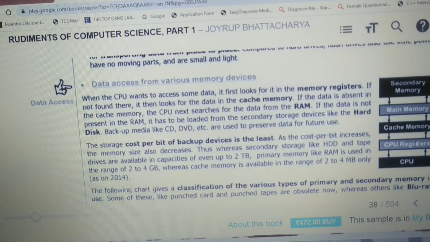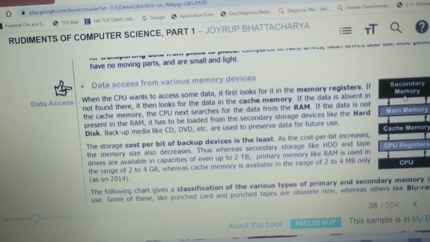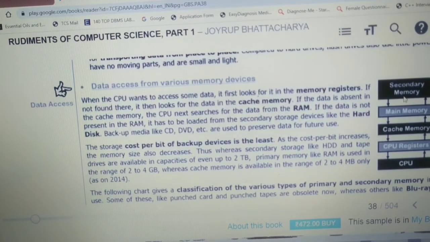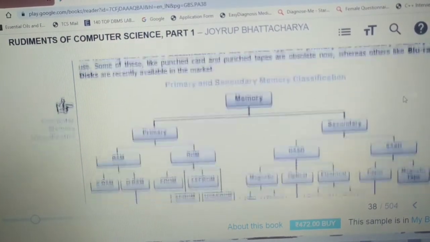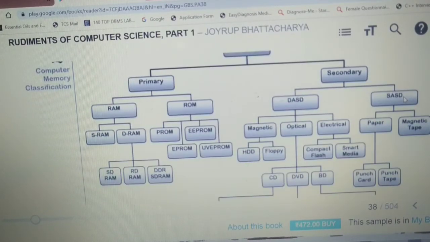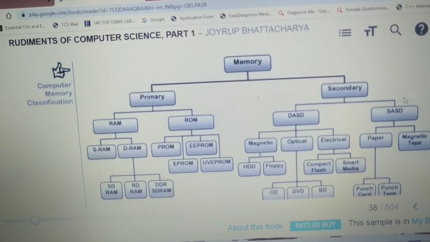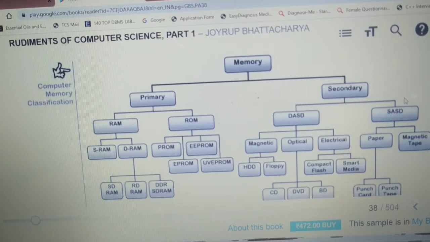If it is also not available in the RAM, then it will go to the secondary memory for getting the data. Okay, there is a classification chart of the different memory. You are able to see this is the memory chart. Whatever we have learned is represented diagrammatically over here.